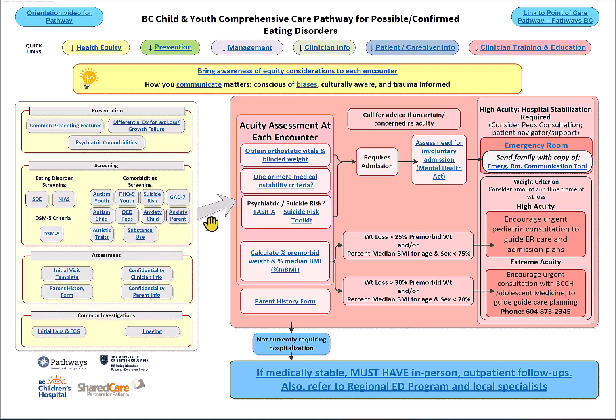Details of how to do an acuity assessment are part of the pathway and describe things like orthostatic vitals, blinded weight, medical instability parameters, tools to assess suicidal risk, and how to assess weight and BMI with a parent observed history form. Criteria for involuntary admission are available, as well as parameters to assess acuity to determine emergent or urgent referral. There is also a link to more tools and resources for those who are medically stable, not requiring more urgent intervention.